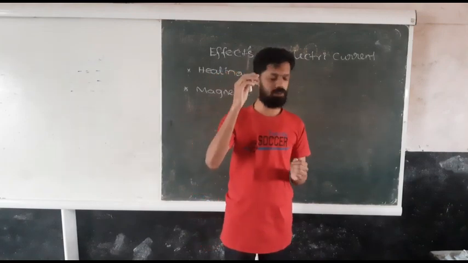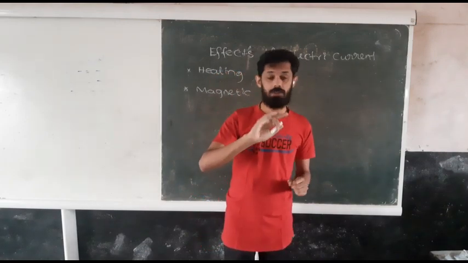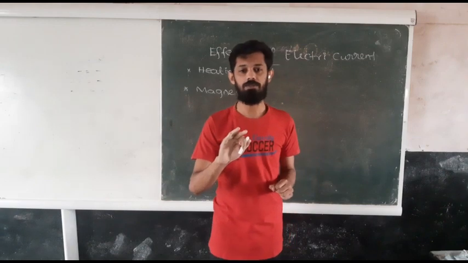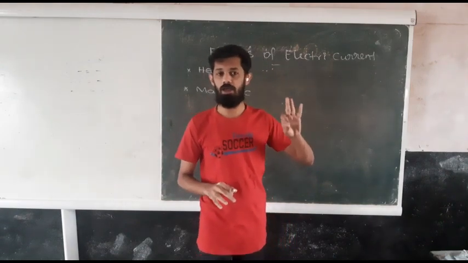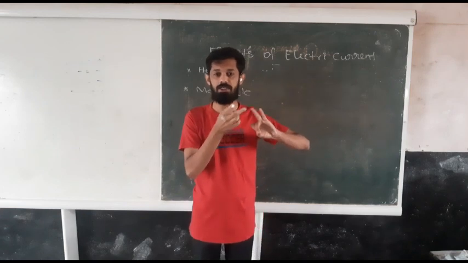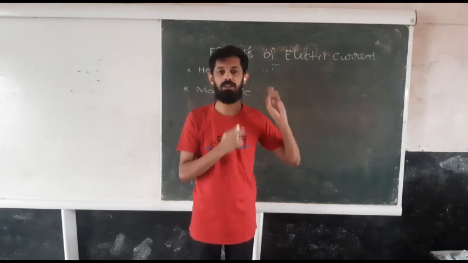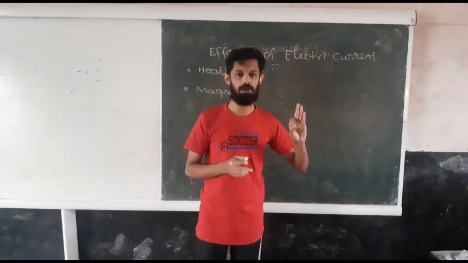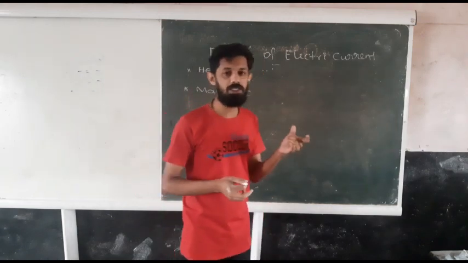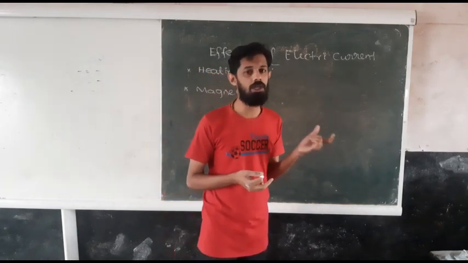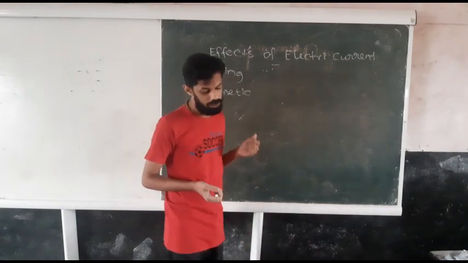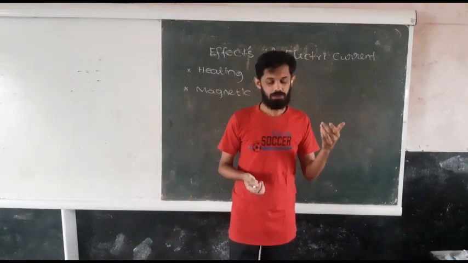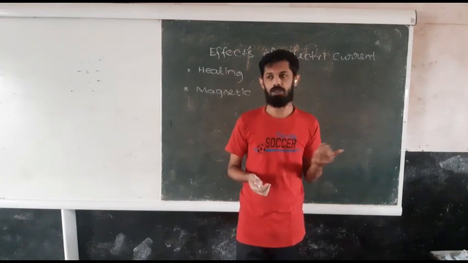So according to electricity, substances are classified into three: the first one is conductor, second semiconductor, and third one is insulator. Examples of semiconductors are germanium and silicon. Okay, now coming to the next topic.